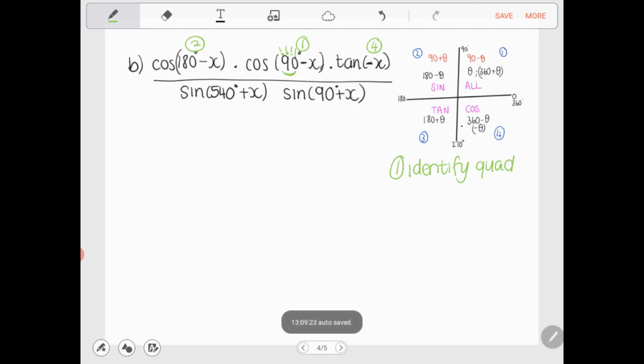There's no 540. There's nothing that looks like 540 plus x on my cos diagram, so I know I need to subtract 360. And remember, if this is a positive 540, you need to do the opposite. So we need to minus 360 from it. Okay, sine of 90 plus x, well, 90 plus x, same as 90 plus theta, it's a second quadrant angle. But again, I have to remind myself that this 90 is going to change sine into cos.